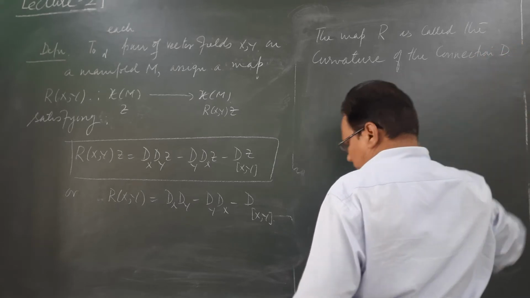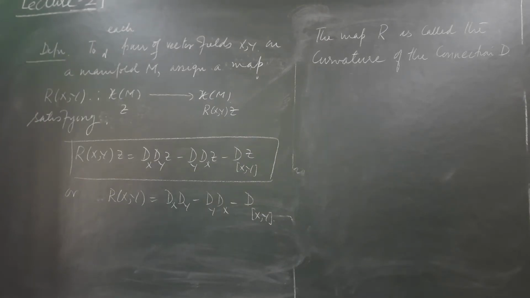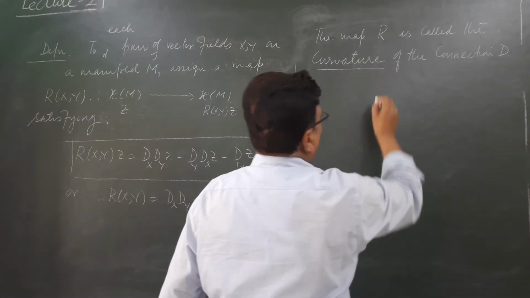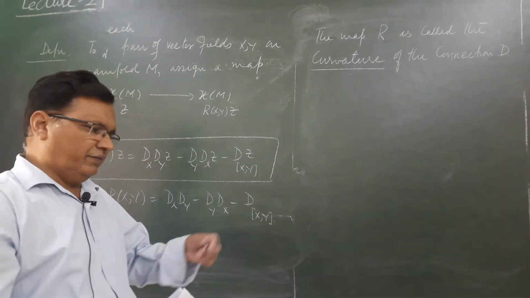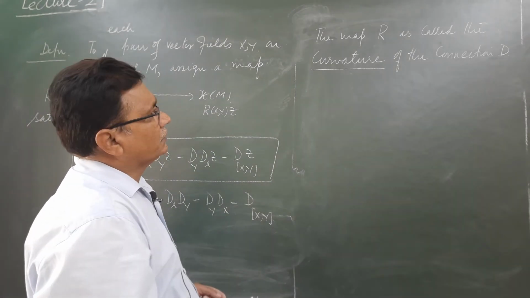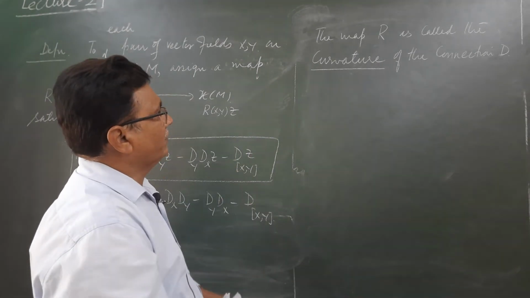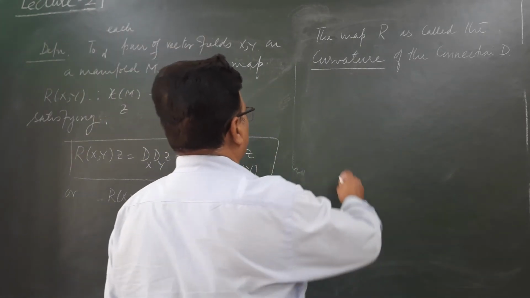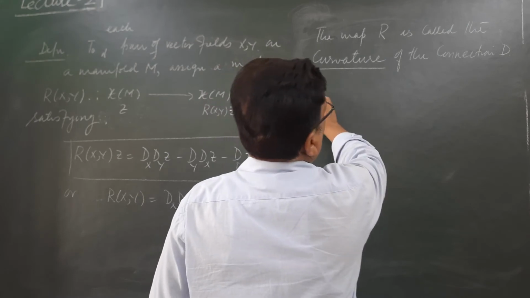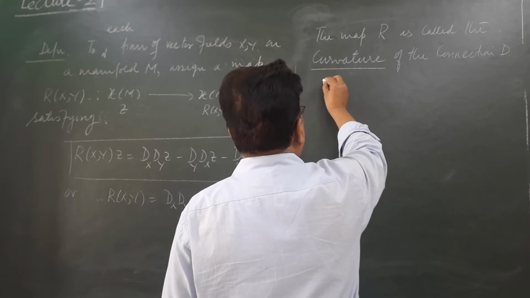Now for both of these, torsion and curvature, you can see that they are associated with the connection. And a connection is not a unique thing. On a manifold we can have several connections. So when you change the connection, the curvature and torsion both will change. So that is why we call it a curvature of a connection D. Now the properties are the following. The map R is called the curvature of the connection, and it has the following properties.